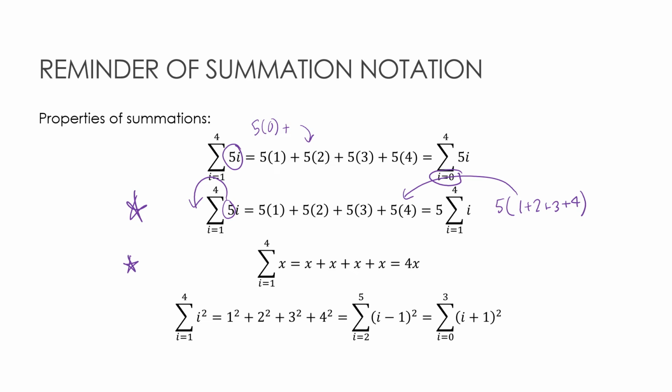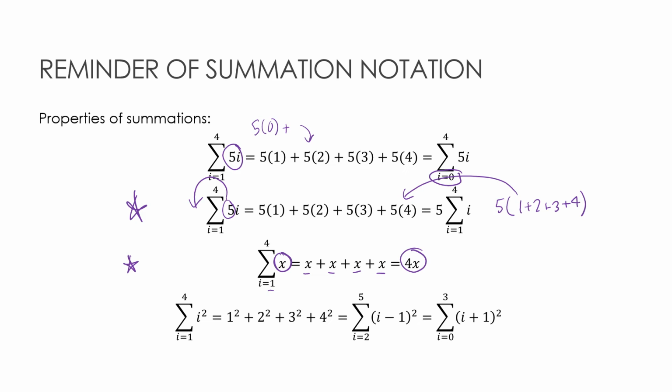This one you also use a lot if you don't have an i in what you're finding the sum of. Essentially, each time you use the index, this is the first, second, third, fourth, all you're doing is just writing x again. So my solution, if I wanted to simplify, is 4x.